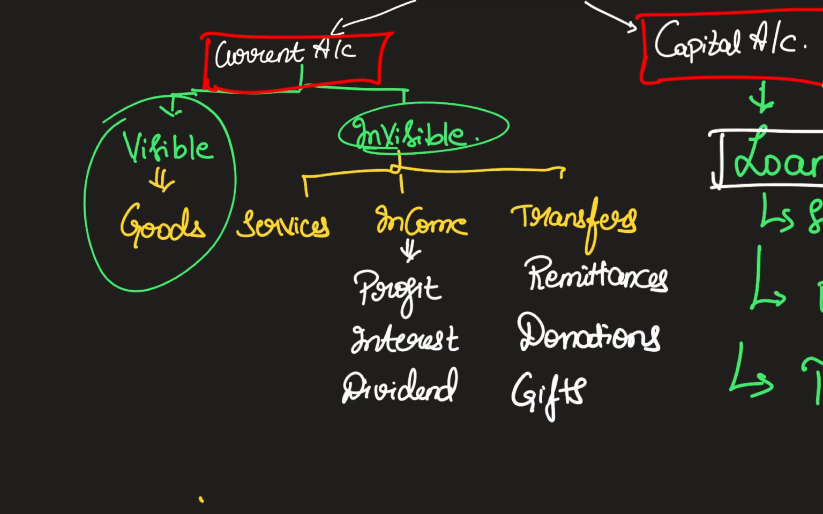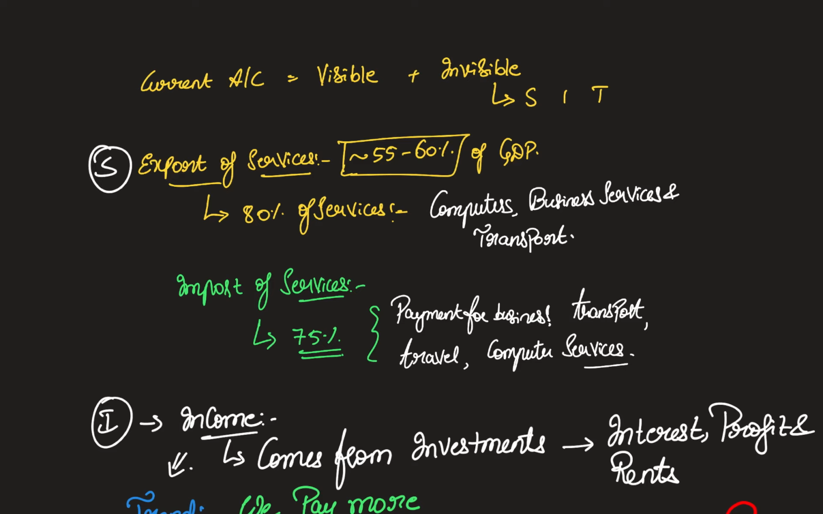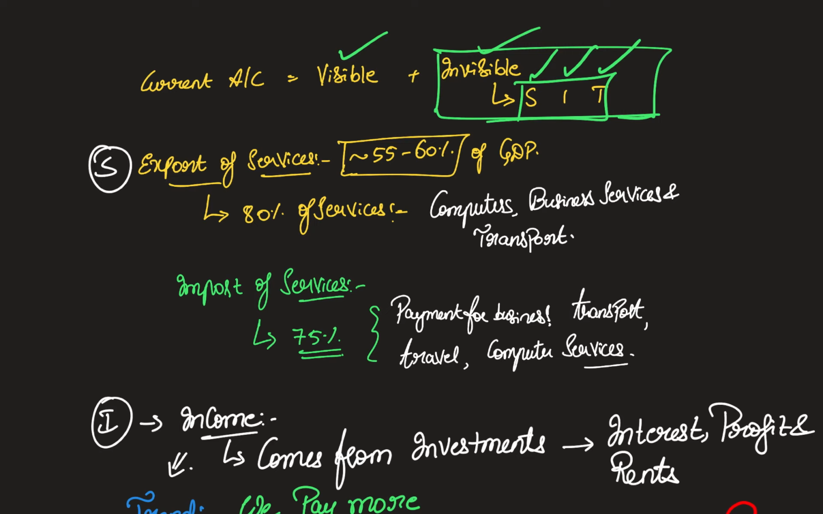Now let us talk about the invisible component and the individual subcomponents of the invisible component of the current account: services, incomes, and transfer. As already discussed, the current account constitutes both a visible and an invisible part, and within this invisible part, for easy remembrance, you can use the mnemonic SIT: services, incomes, and transfer. Now, when we're talking about services, they contribute roughly 55 to 60% of our GDP. There is a separate chapter on services itself in the Economic Survey.